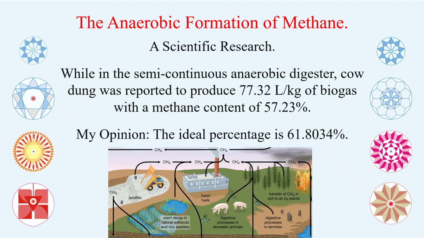Now comes the question of the anaerobic formation of methane, which is scientific. In a semi-continuous anaerobic digester, cow dung was reported to produce 77.32 liters per kilogram of biogas with a methane content of 57.23%. That is their reported content, but I know it should produce 61.8034% carbon dioxide. But the fact that scientists obtained even 57.23% methane gas is itself worth considering as very important from their experiment, and that is what the picture is showing very clearly.